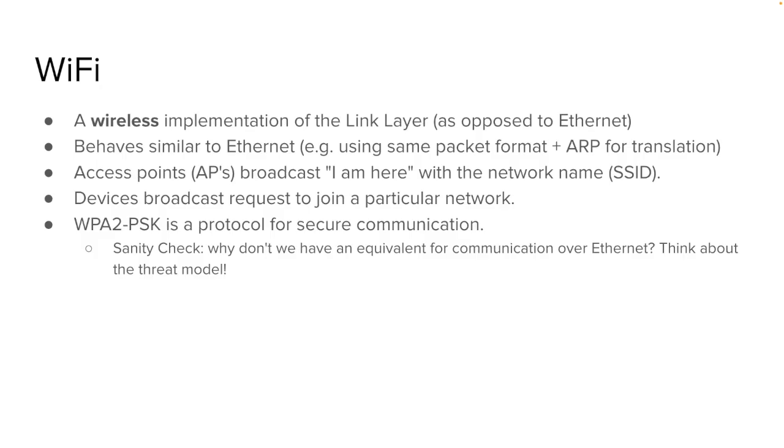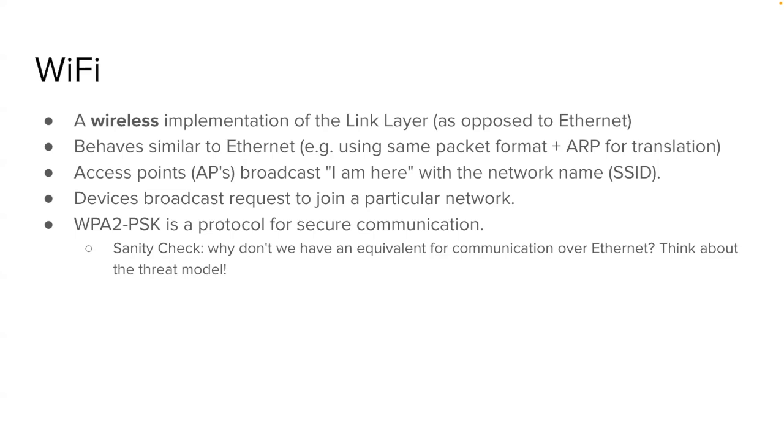Essentially, Wi-Fi is a wireless implementation of the link layer, and it behaves similarly to Ethernet, but the difference is that everyone can see the access point, unlike Ethernet, where you need a cable that connects to your computer. In Wi-Fi, you allow devices to join or leave this network, and therefore you need an access point, which you can think of as the device that sends out the Wi-Fi signal, saying I'm here, in a broadcast way. And for devices that want to join a particular network, you simply broadcast the request. And WPA2-PSK is a protocol for each device to set up a secure communication with the access point.